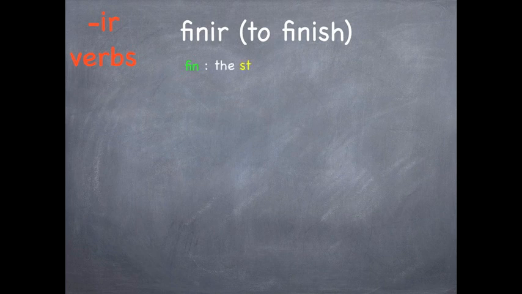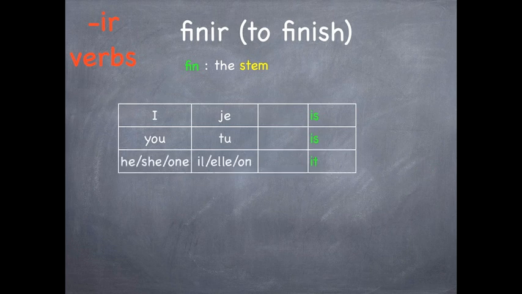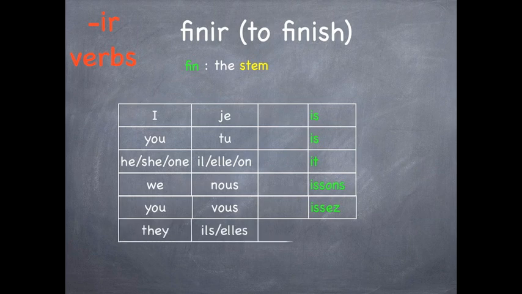The stem is formed by removing the IR, so it's FIN, and here are the endings. For je, add IS. For tu, add IS. For il, elle, and on, add IT. For nous, add ISSONS. For vous, add ISSEZ. And for ils, elles, plural, add ISSENT.